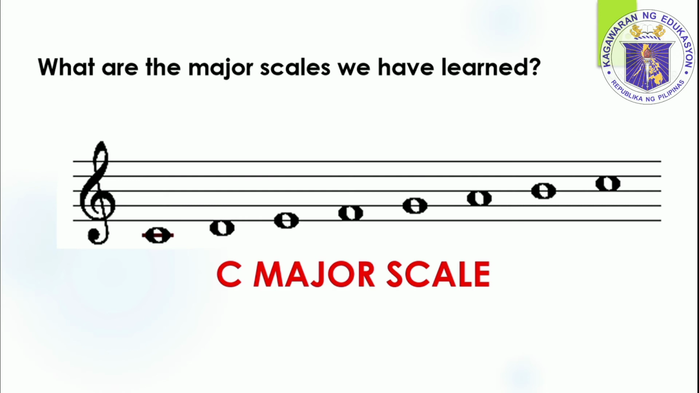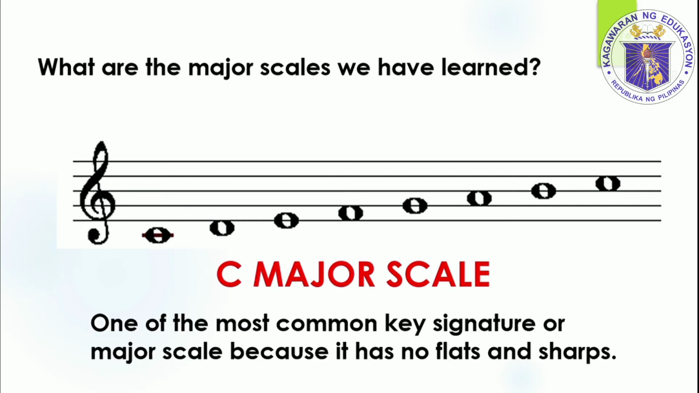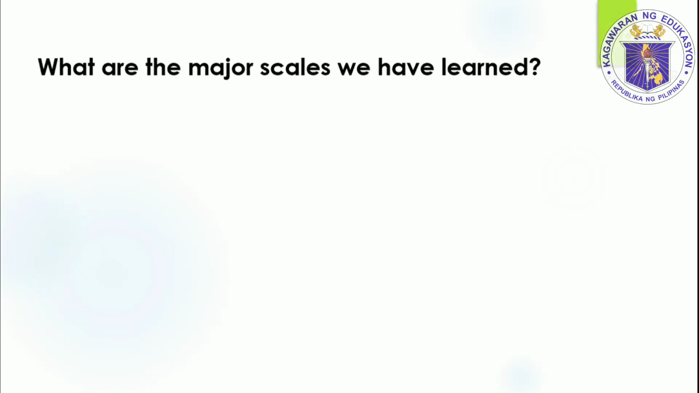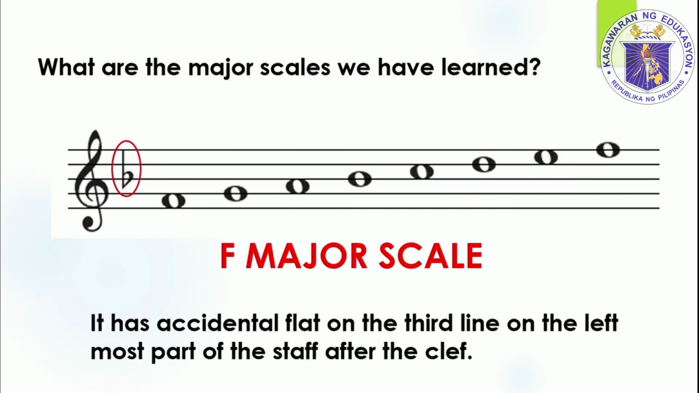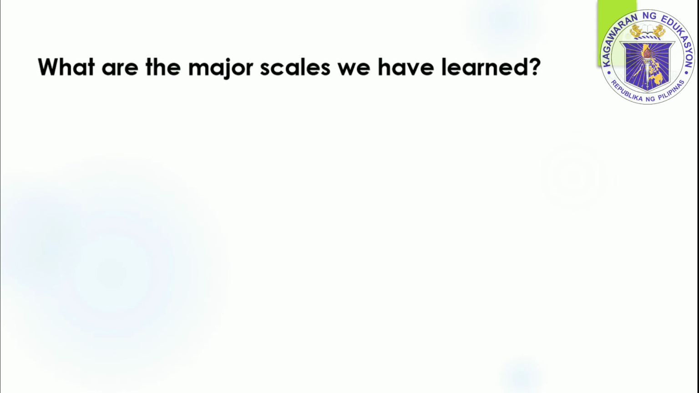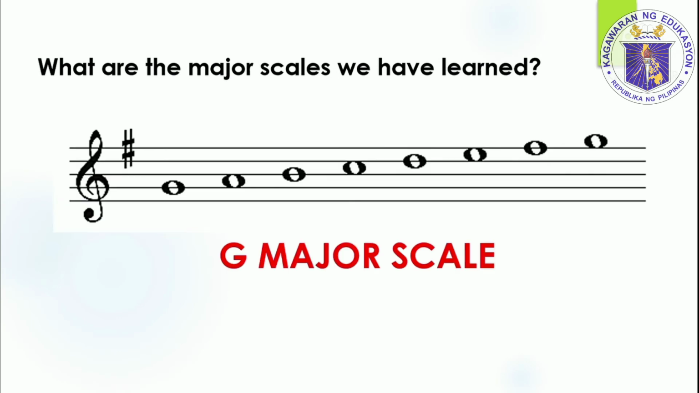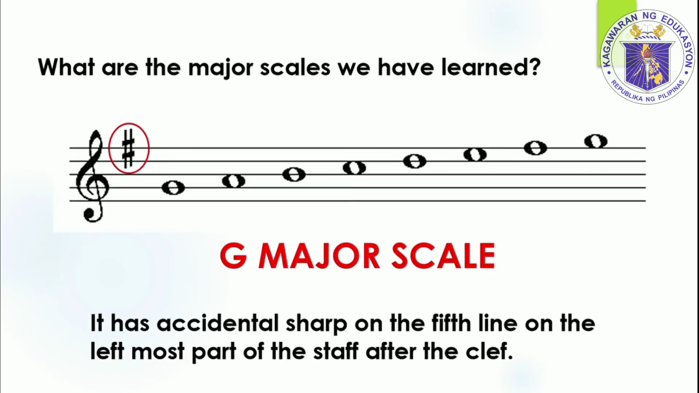The C major scale is one of the most common key signature or major scale because it has no flats and sharps. The F major scale. It has accidental flat on the third line on the leftmost part of the staff after the clef. The G major scale. It has accidental sharp on the fifth line on the leftmost part of the staff after the clef.